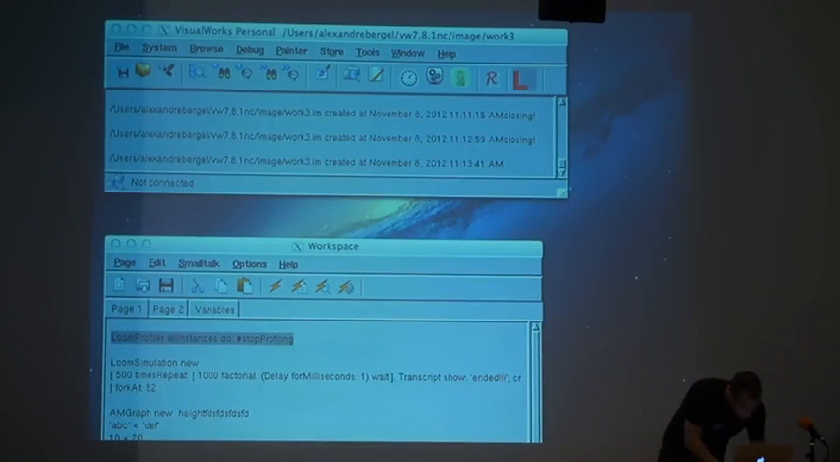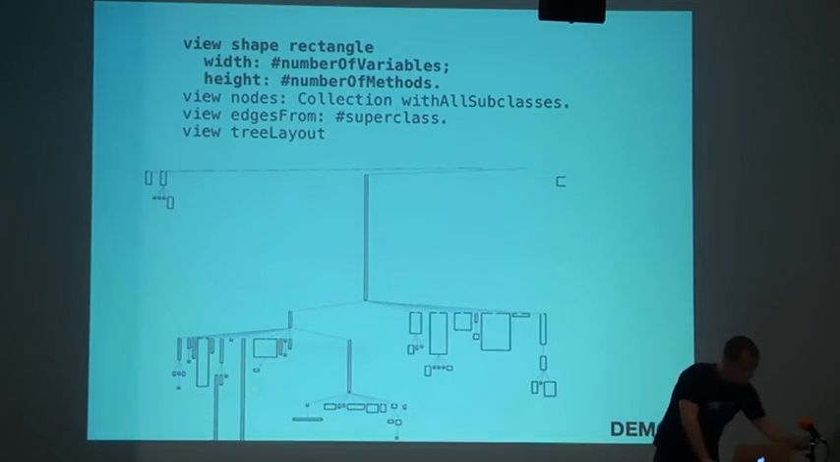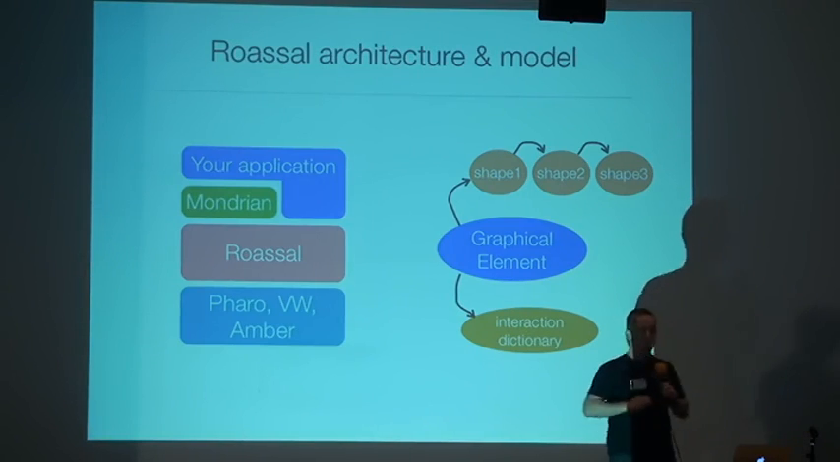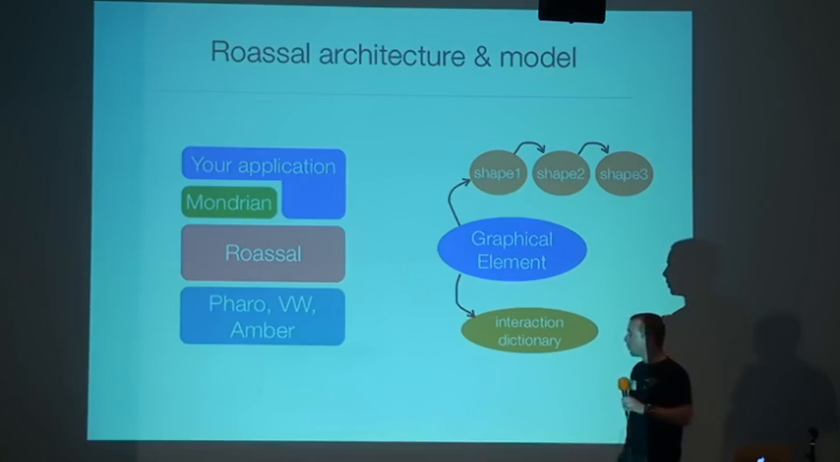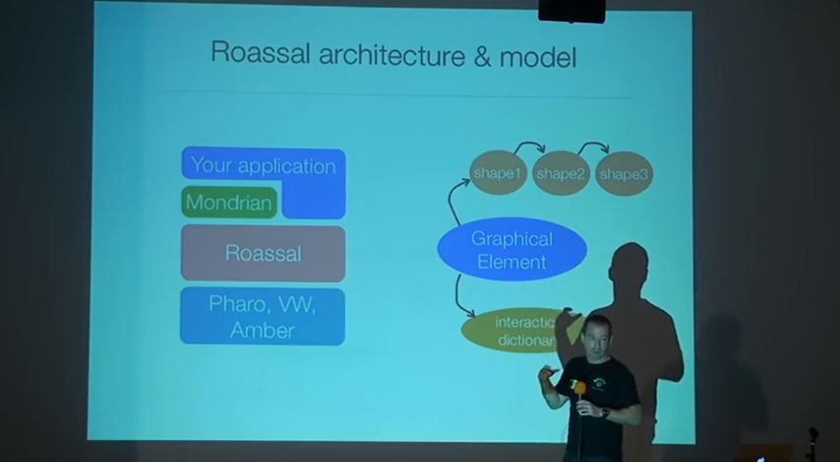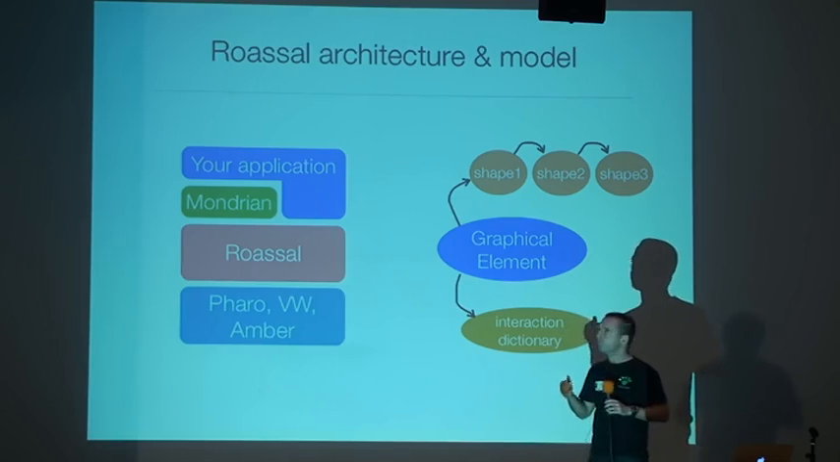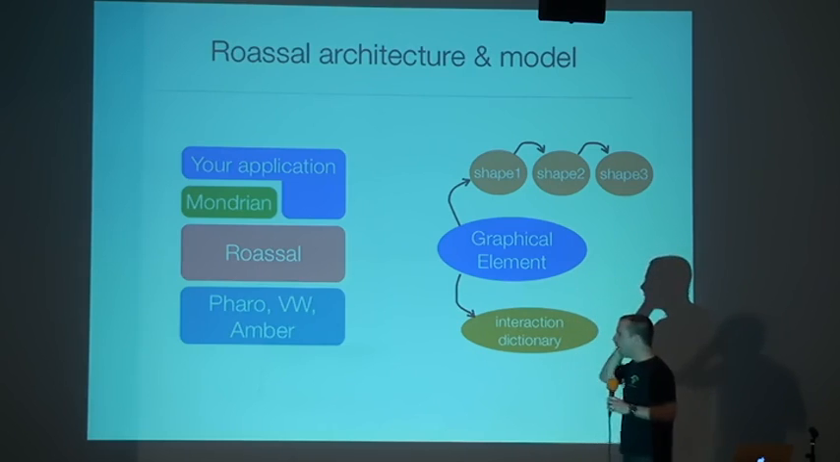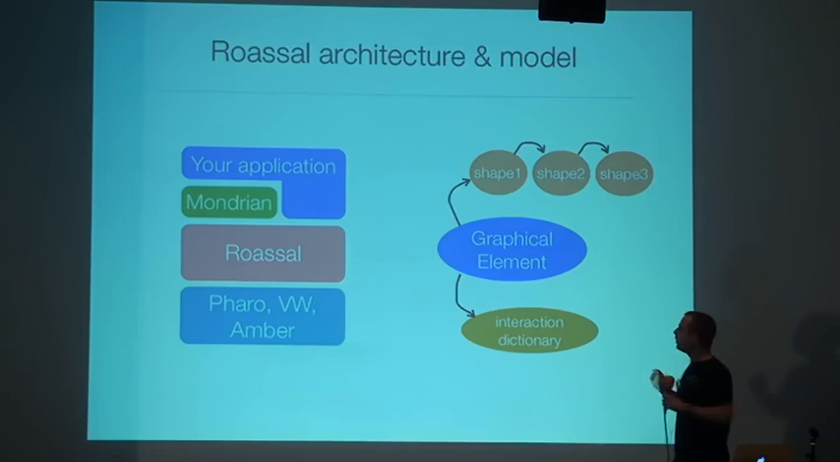Okay, so here this is the structure of Roassal. At the bottom you have your platform, which could be like Faro, VisualWorks, or Ember. And soon we'll have Visual Edge, Smalltalk. At the top you have Roassal. Then on top of Roassal you have a small domain-specific language, the one of Mondrian. And then your application can use either Mondrian or Roassal or both at the same time. And without going too much into the detail, a graphic element in Roassal looks like this.